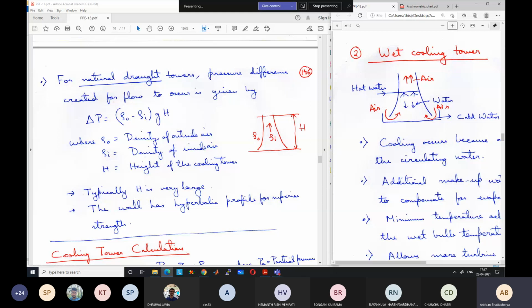So typically H is very large and the wall has a hyperbolic profile, as we have discussed. These are hyperbolic because of superior strength, because this type of structure profile has superior strength. It can withstand the wind also better. The resistance it creates to the wind, it can withstand the forces of the wind better, because this is a very large cross sectional area. There is a lot of resistance due to wind.